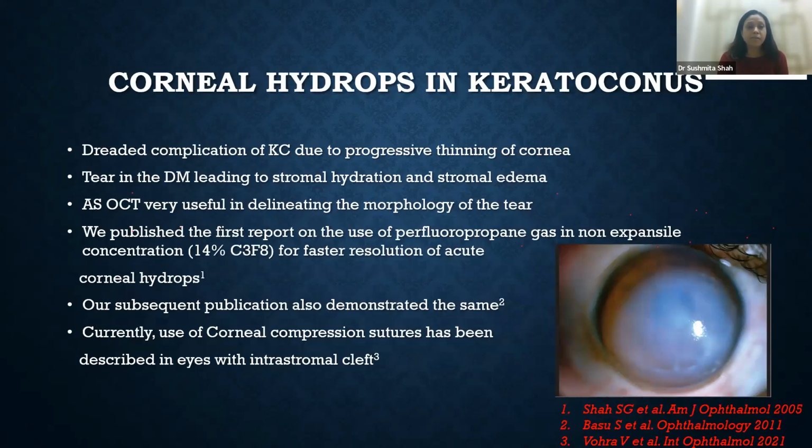So corneal hydrops, this is a dreaded complication of keratoconus, and it occurs because of the tear in the Descemet membrane leading to stromal hydration and edema. The anterior segment OCT is a very useful tool in delineating the morphology of the tear.